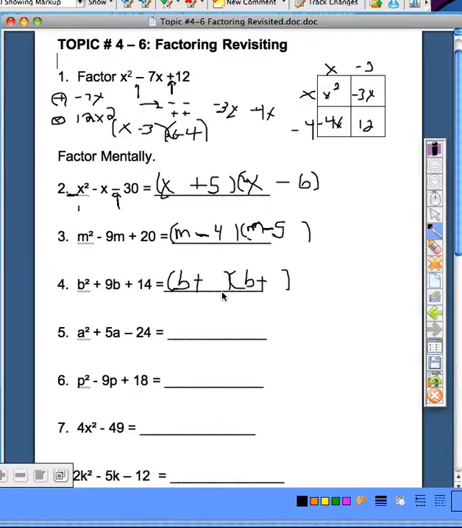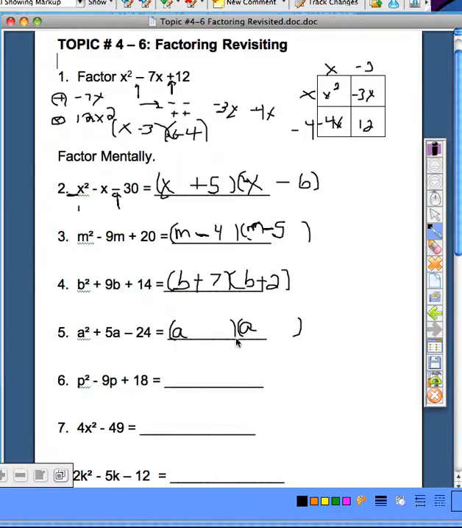Multiply to be 14, add to be 9. That would be 7 times 2 and 7 plus 2. So we just put those in there. So again, with no number in front, no coefficient in front of the squared term, it's pretty easy to factor quadratics. We have a and a.